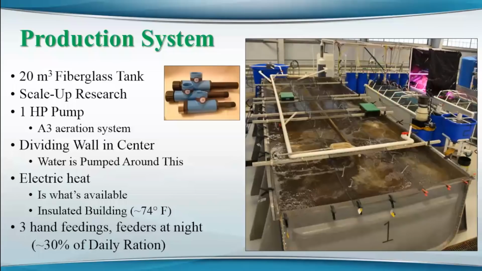We are using electric heat, but that's not what I'd necessarily recommend. Gas is going to be a little more efficient. It's just what we had available. And we feed the shrimp in this tank 3 times a day, and then we put about 30% of the daily ration on some belt feeders, some automatic feeders, which you can see here with the green lids.